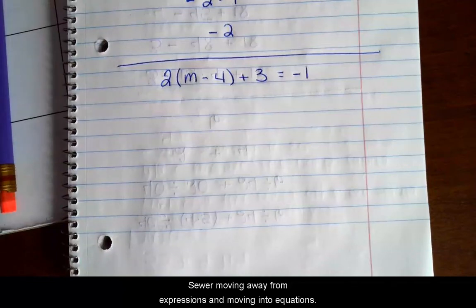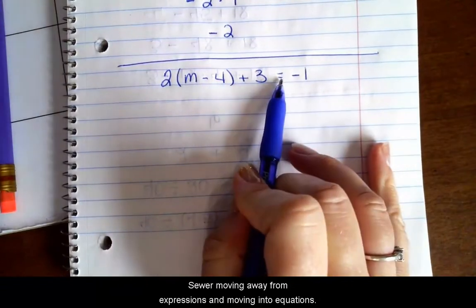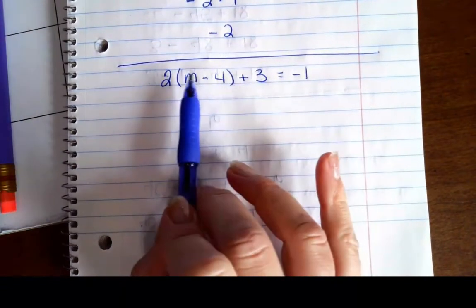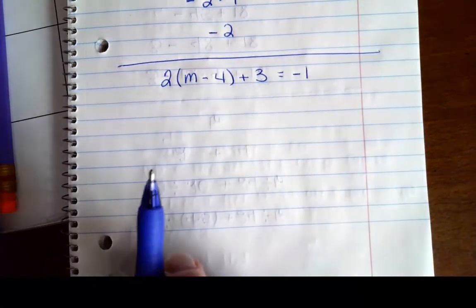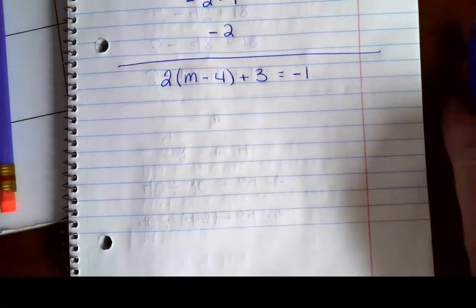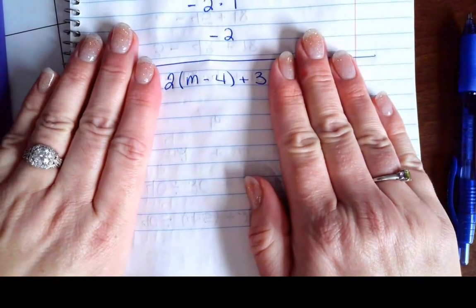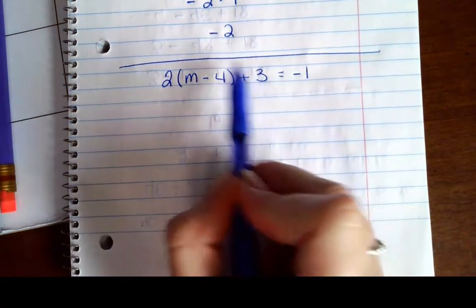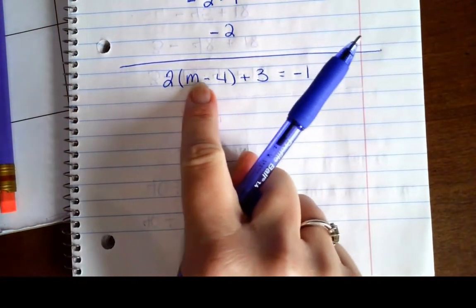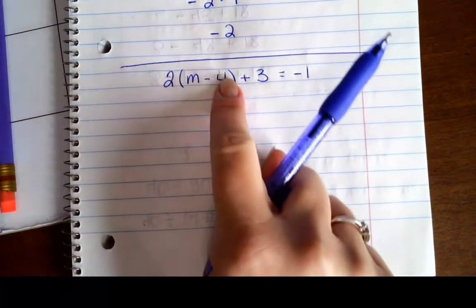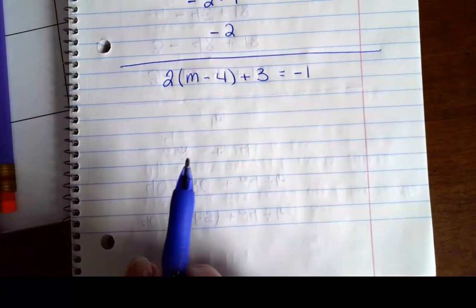So we're moving away from expressions and moving into equations. With an equation, I'm actually going to solve through and get m by itself, or get the variable by itself. So grouping symbols, we're still going to use PEMDAS. So the left side is grouped together and the right side is grouped together. So looking at the left side, there's nothing I can do inside the parentheses, but I can use the distributive property to get rid of the parentheses.